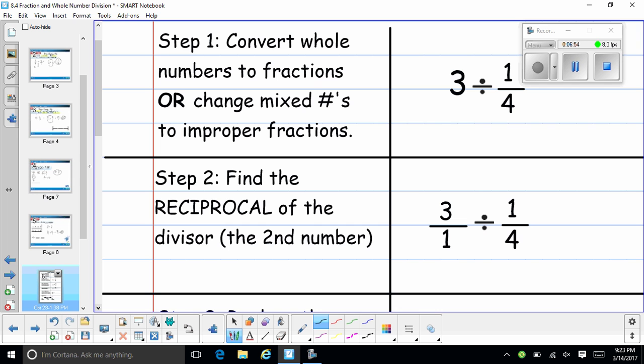Alright, step 2, I need to find the reciprocal of the divisor, which is our second number. I have 3, and I've made that over a 1, so it's a fraction. And I want to go ahead and make the reciprocal. In this particular case, 1/4 is going to become 4/1. Once you have this copied down, continue to hit play.